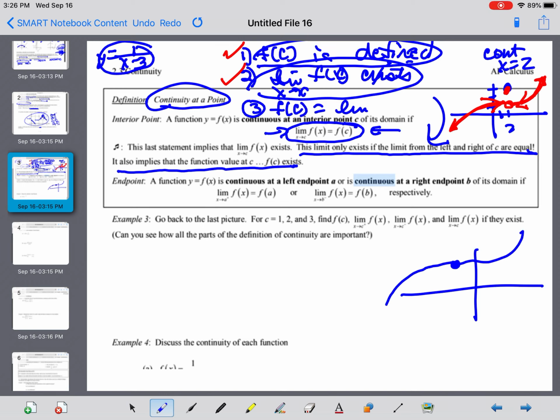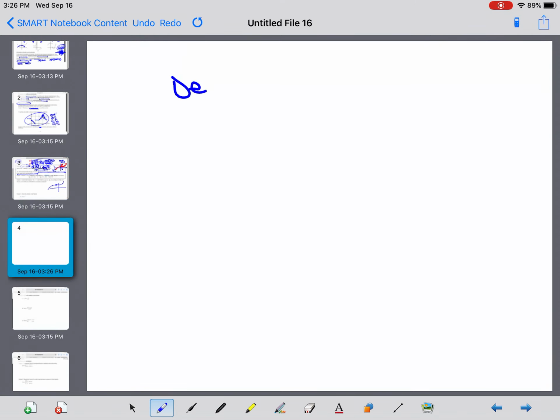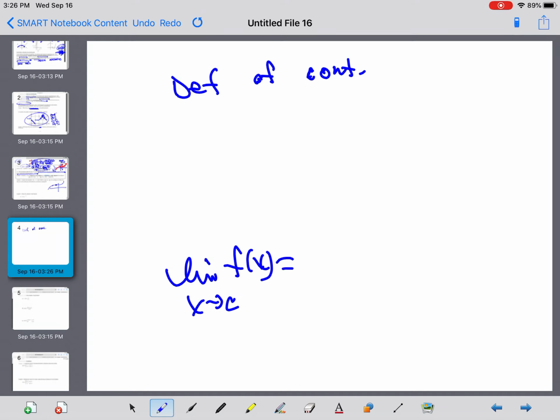Okay, so then your f of c has to actually equal the limit of f of x as x approaches c. So let me do that on a clean slide. This is your definition of continuity at a point. And you would have to show these three things. If you have decided it's continuous, you could just launch in and say the limit of f of x as x approaches c equals f of c.